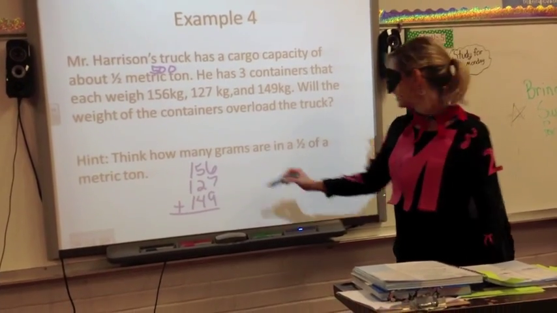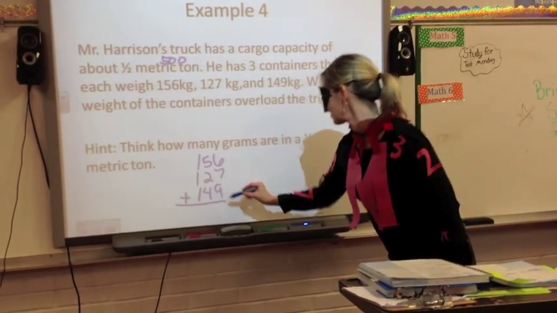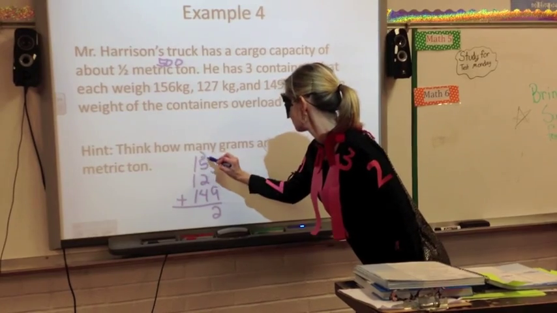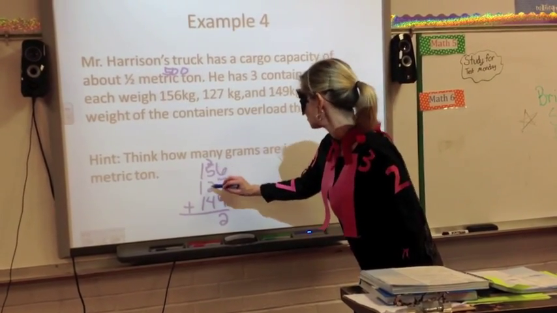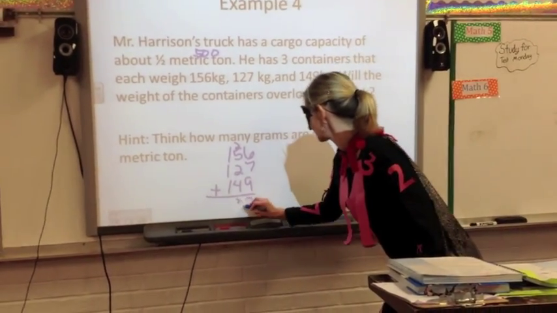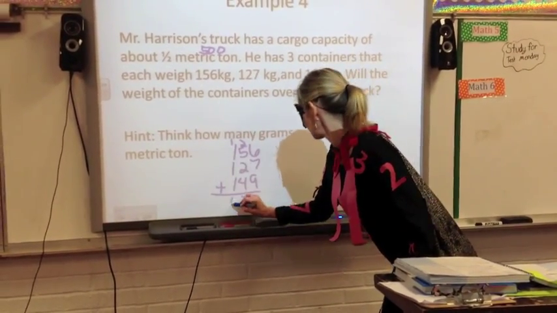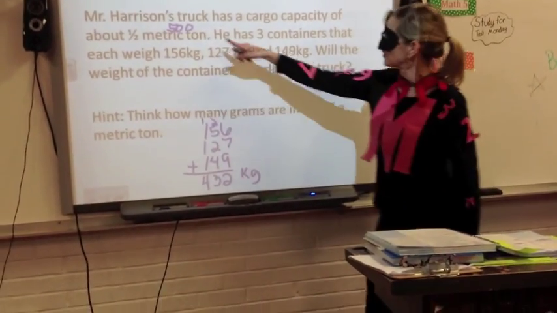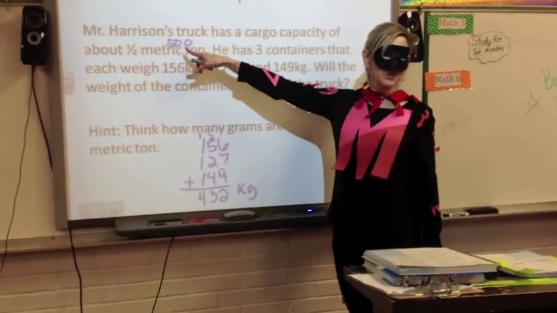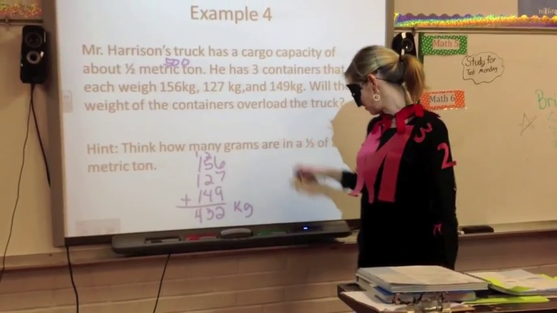Okay, let's add. 6 and 7 is 13. 13 and 9 is 22. 2 and 2 is 4, and 5 is 9... so we carry and add the tens: 2 and 5 is 7, 7 and 2 is 9, 9 and 4 is 13. And 1, 2, 3, 4. So we got 432 kilograms. His truck won't be overloaded because he can hold 500.